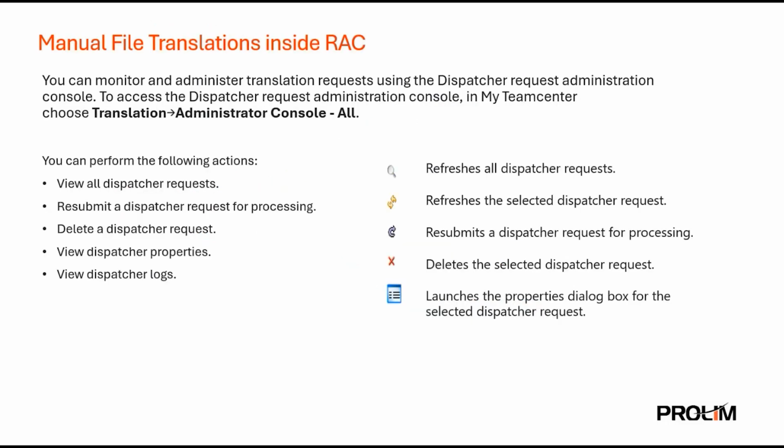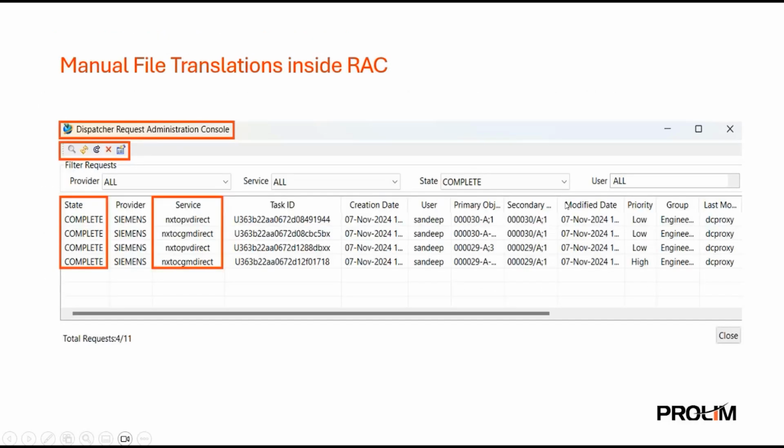Manual translations can be triggered inside Rich Client and can be monitored using the dispatcher console. This allows users to initiate CAD file conversions on demand. In the Teamcenter dispatcher console, you can manage all dispatcher requests. It provides options to view all dispatcher requests, resubmit a dispatcher request for reprocessing, delete a dispatcher request, view dispatcher properties and logs. This console also gives you the ability to refresh the dispatcher tasks and selected dispatcher requests.